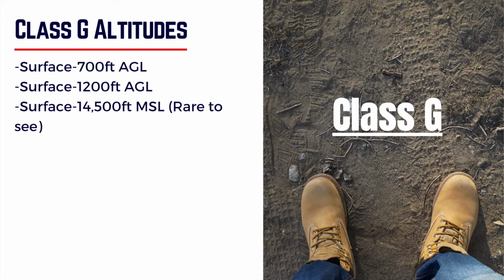There are three different types of Class G altitudes that we might see as remote pilots. First one is surface to 700 feet above ground level. The next, which is typically the one you see as a remote pilot, is surface to 1,200 feet above ground level. The next and last one is surface to 14,500 feet mean sea level. However, this is very rare to see, and it's not included in this video series just because Class G ending at that altitude is very hard to find within the United States, especially trying to find it on a VFR sectional chart.